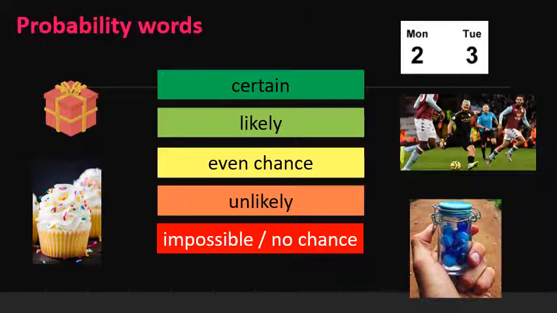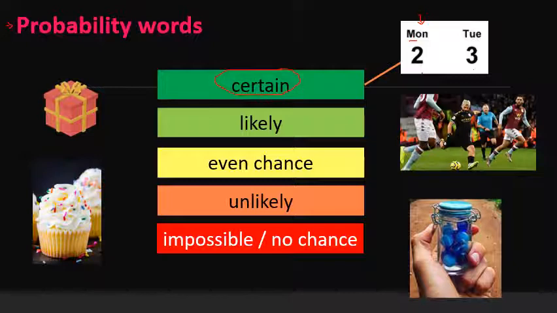Now, the first thing we're going to look at is probability words. You'll have come across these in previous years, so this might hopefully be a little bit of revision. But we have different gradients of probability. So, for example, we start with certain. This is something that we know will most definitely happen. There's no question about it happening. A calendar is a really good example. We've got Monday, the 2nd of August here. We know that the day following it is going to be Tuesday, the 3rd of August.